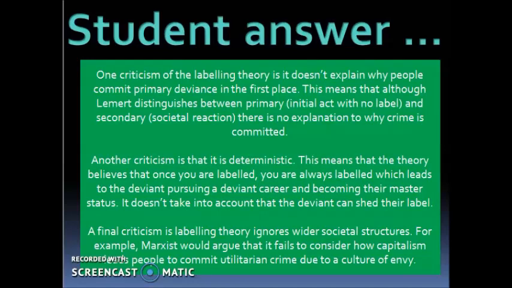Visually, you can see that the student has given 3 distinct points. I love the fact that she uses sentence starters to indicate that she's moving on to a second reason. The structure of each point is the same. She starts by identifying what the criticism is in that first sentence. For example, why primary deviance occurs in the first place, or that it's determinist, or that it's ignoring wider social structures. And then she clearly explains these criticisms. She does this obviously because she uses "this means," and she does that in each sentence. And this shows that she's about to offer an explanation. So overall, this student has got 6 out of 6 for this answer.